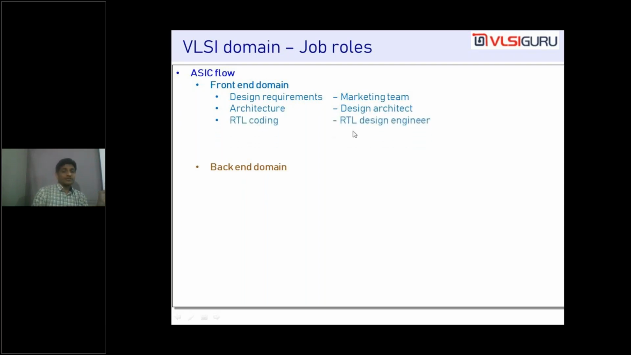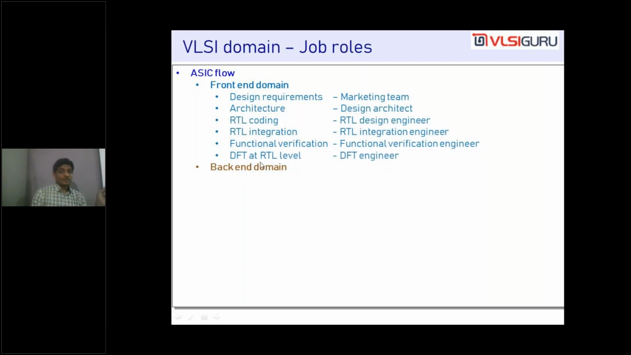Who does RTL coding? They are called what? RTL design engineer. The person who does RTL integration, RTL integration engineer. The person who does functional verification is called functional verification engineer. What about the person who does DFT? DFT engineer. Now let's go to the backend domain.